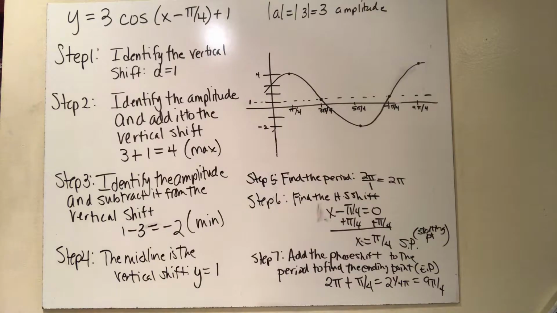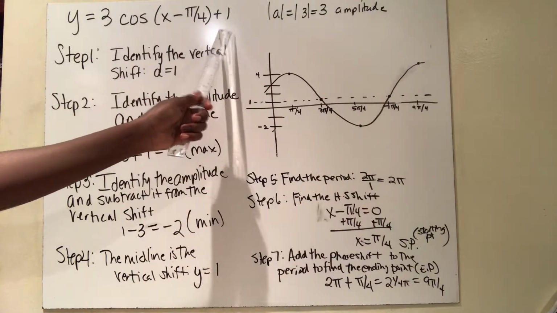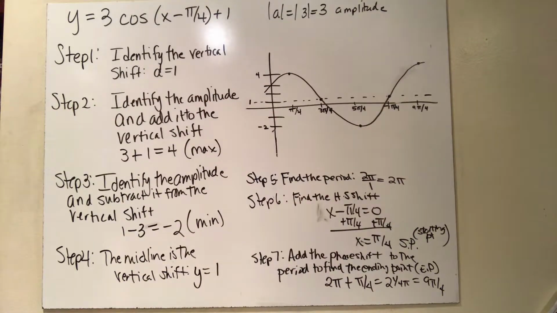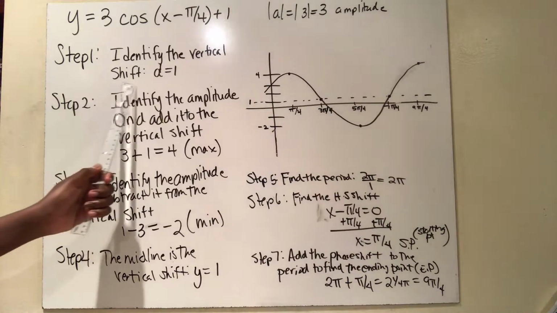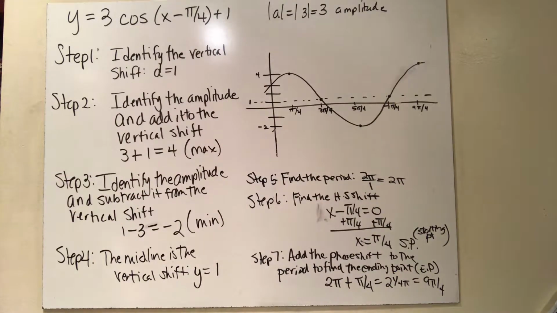Okay, this is a quick way to graph sine and cosine graphs. I'm going to start with this example, y equals 3 cosine of x minus pi over 4 plus 1. The first step, we're going to identify the vertical shift, and in the equation, the vertical shift is d, which is 1.